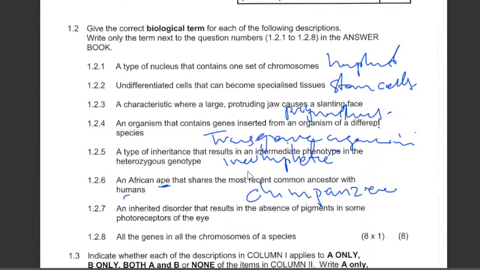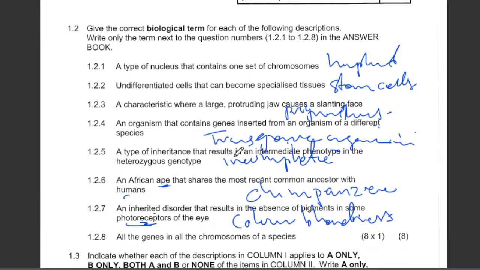Okay, they're saying that the inherited disorder results in the absence of pigment in the photoreceptor. This is the eye. So the moment you talk about the eye, you are talking about color blindness.